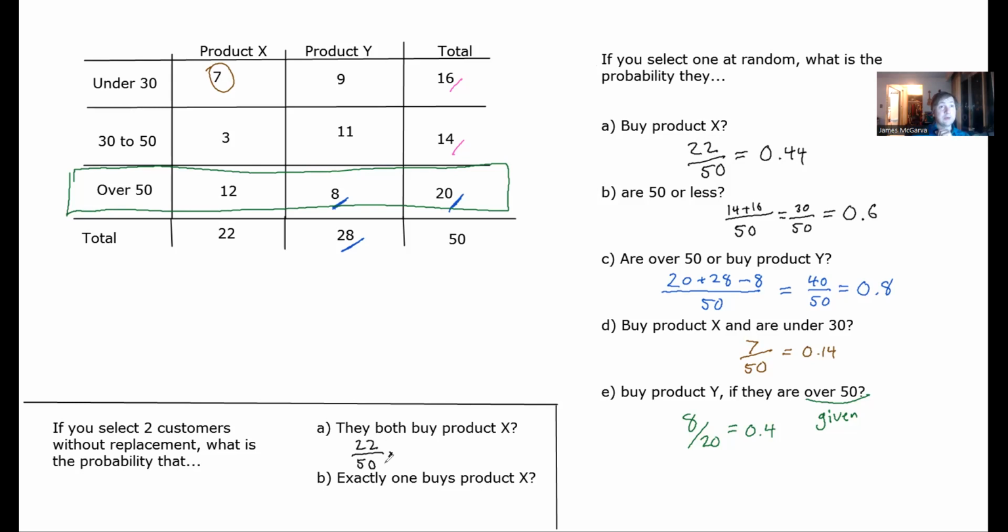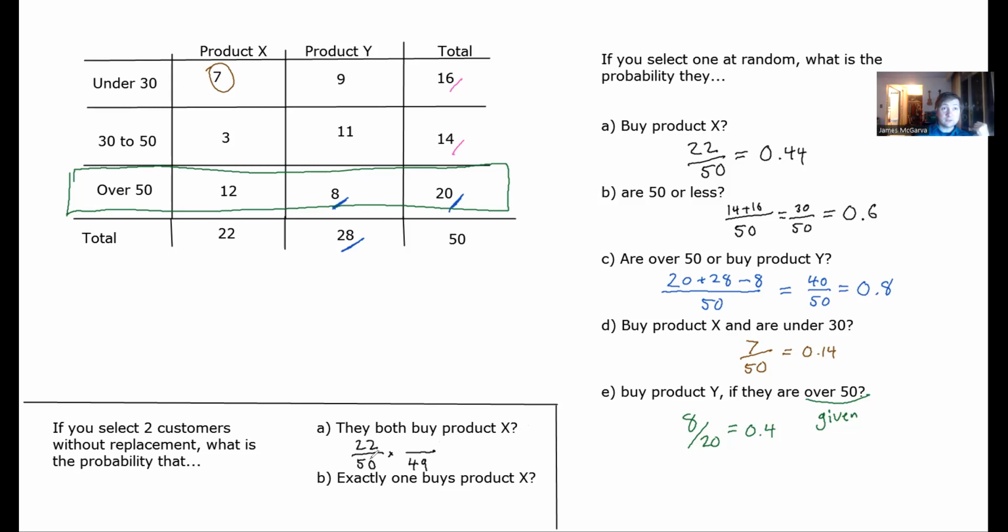But the second one now, I have to select another one. And it's without replacement. That means that I'm not allowed to select the same person twice. So I no longer have 50 people to select from. In my group, I only have 49 people left. Right? So this is going to be out of 49. And then how many buy product X? Is it 22? Well, no, because one of those 22 people I already took out.